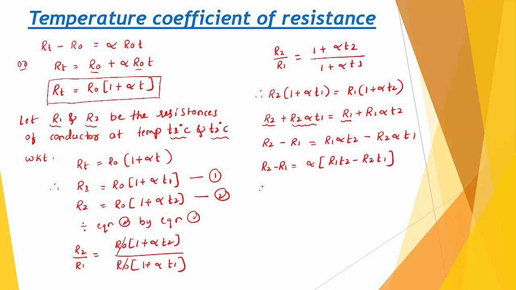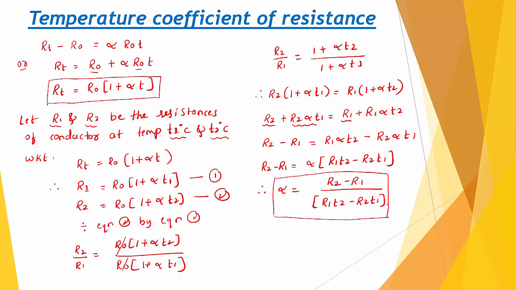Now easily we can get the value of alpha. Alpha equal to, how to write the equation? R2 minus R1 divided by R1 T2 minus R2 T1. So this is the temperature coefficient of resistance when temperatures are T1 and T2 degrees Celsius. Let us take it as equation 3.